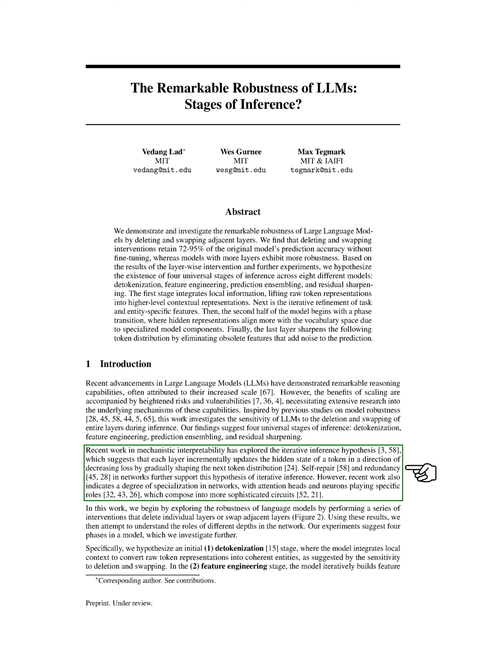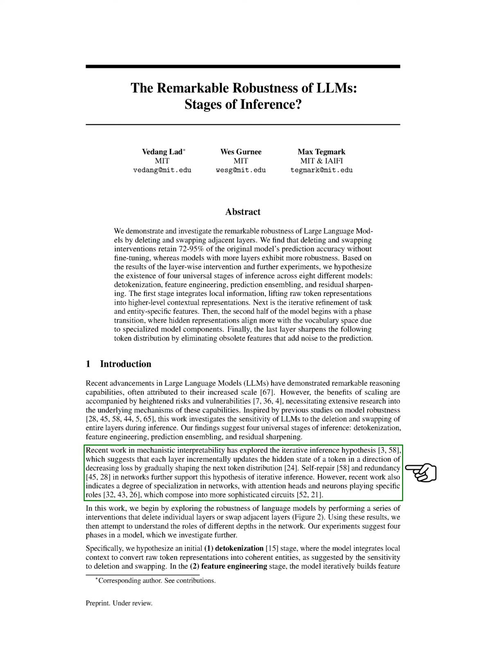We build on the idea of iterative inference, where each layer updates token representations gradually to improve predictions. Networks show self-repair and redundancy, supporting this iterative process. However, there is also specialization in networks, with specific roles for attention heads and neurons forming complex circuits.